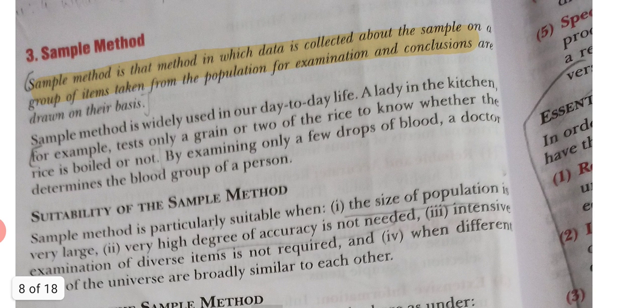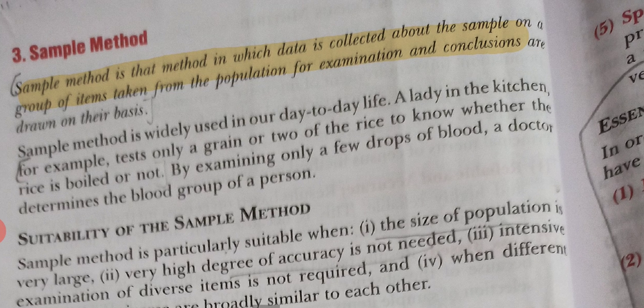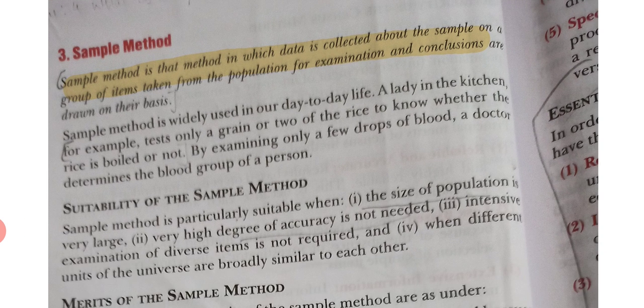First, let's start with the sample method. What is sample method? Sample method is that method in which data is collected about the sample, a group of items taken from the population for examination, and conclusions are drawn on their basis. For example, if there are 2000 students in a college, you are not getting information from all the 2000 students of that college, but you are selecting 200 students. You are getting information from those 200 students, and on the basis of that information you are preparing the report or drawing the conclusion. That is known as sample method.